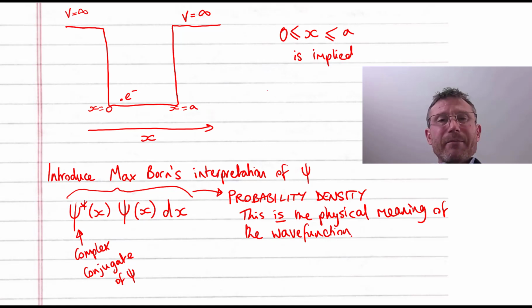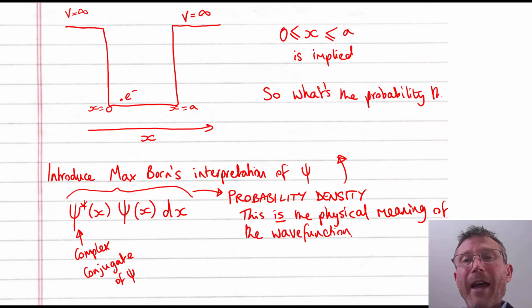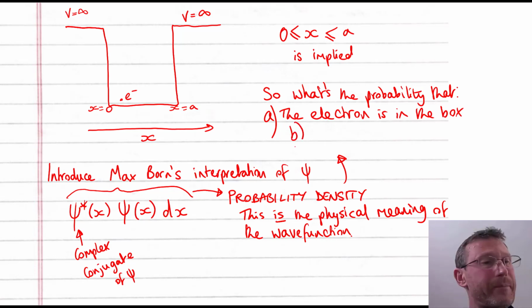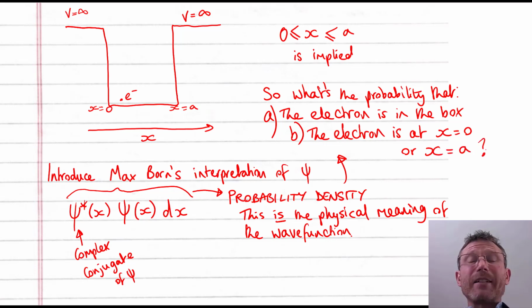So we're going to sort of jump up here a second. What's the probability that A, the electron is in the box, and B, the electron is physically located at x equals 0 or x equals a? So have a think about that. Press pause before we get to the next slide and we'll explain.